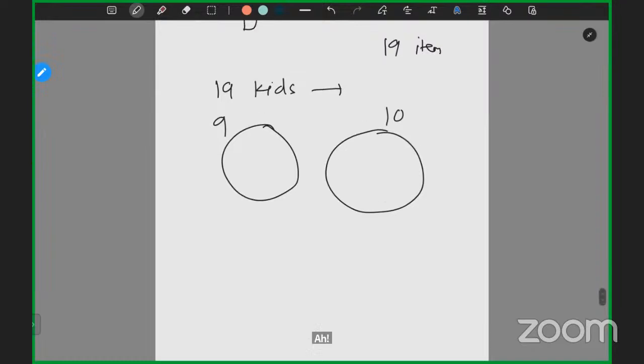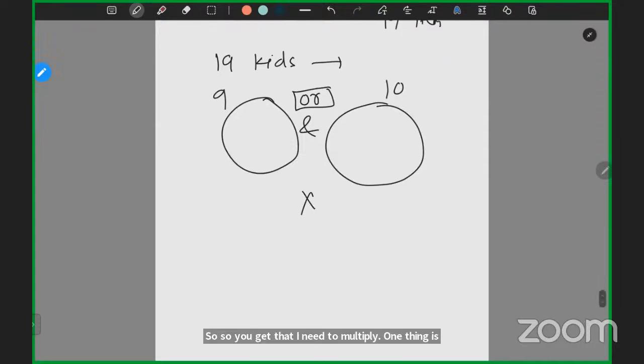One thing is, I'm taking 9 here and I'm doing 10 here. So it's not "or". You get that I need to multiply. One thing is clear, right? This is very important: "or" should come or "and" should come, something like that.